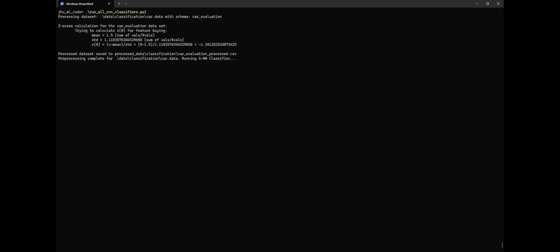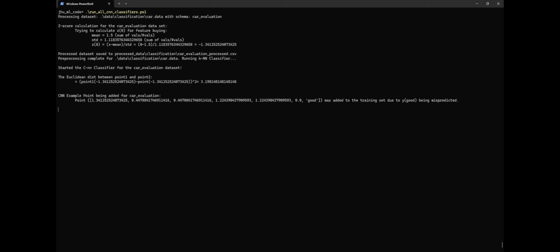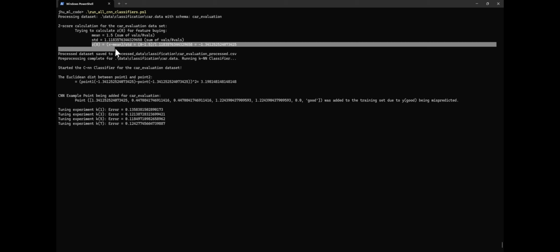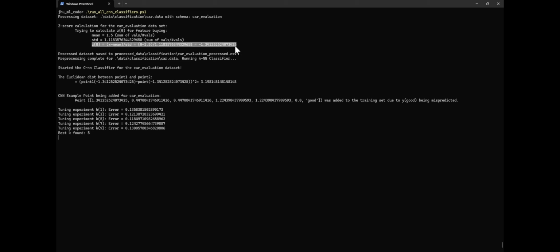I'll start off with the condensed nearest neighbors classifier. I basically wrote a script that goes through the entire pipeline, so you'll see it's processing the data set. The first test point that I'll be talking about is the z-score calculation. As you can see, z-score is calculated by the value x minus the mean over the standard deviation. And as you can see here, this is my approach to the z-score calculation.